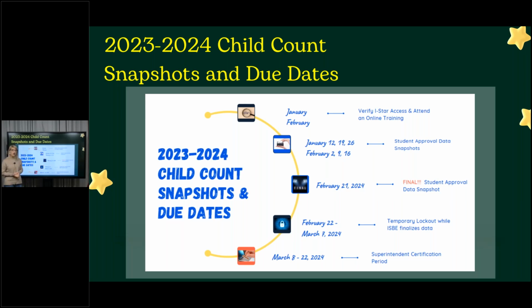Then we do a temporary lockout, so ISB can look over the data, look to see if there are any errors that they are able to resolve for you. So the majority of the time when we are working on the data during that lockout, you will only see improvements to your count. The only time you would see a possible decrease in your count is at the very end of the process that ISB does.